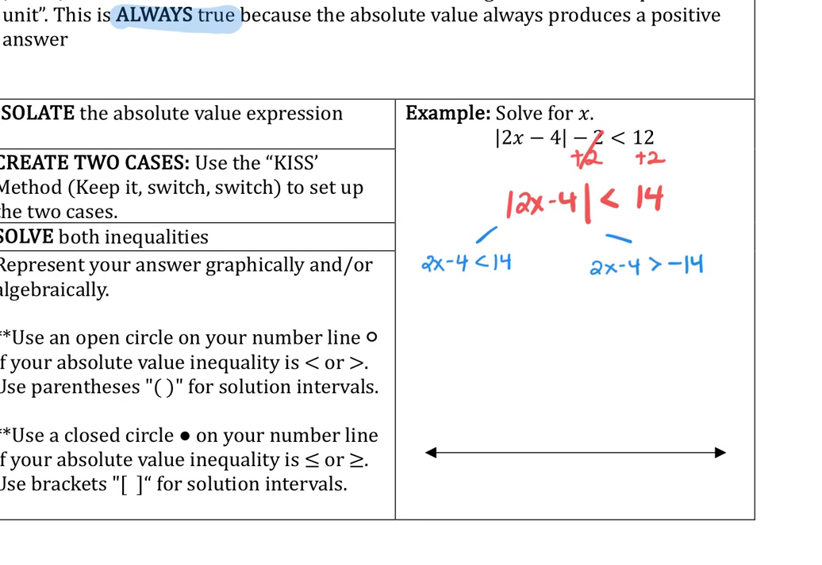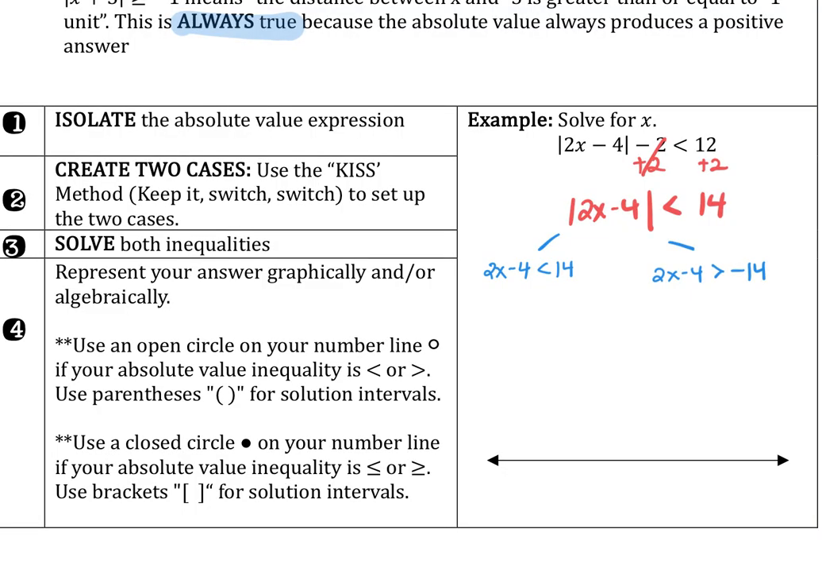So I've given you guys this little acronym. Hopefully it will help you remember when you break it into the two cases. The acronym is KISS for keep it, meaning keep this first one exactly the same, and then switch. So on your second case, you need to switch the sign and switch the positive to a negative. So keep it, switch. All right?